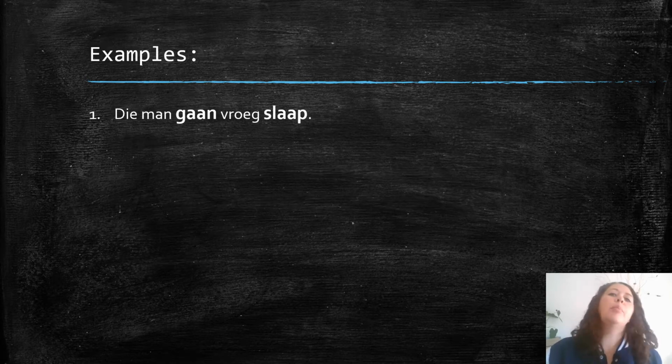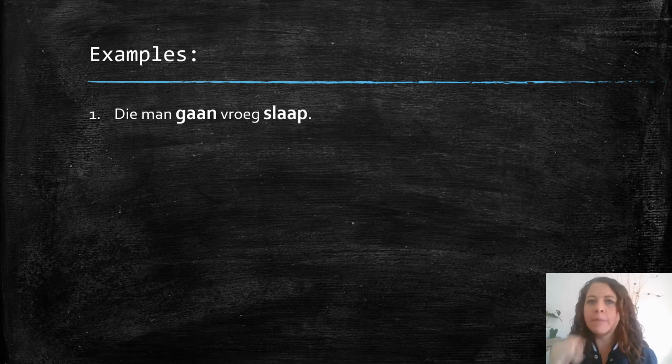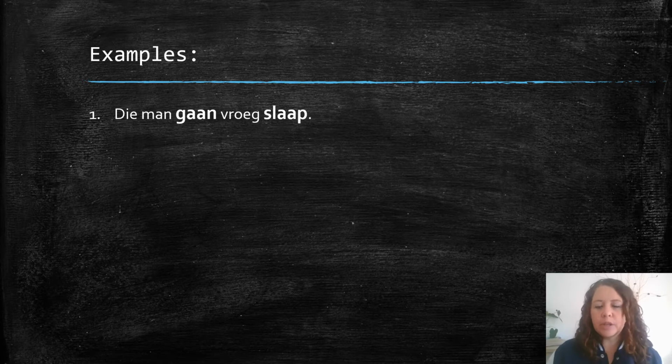So here's an example. I've put two examples up for you. This one we're going to do step by step, and then the second one is going to be a faster example, but you are welcome to pause this and try to do the example on your own first. So in the test or exam, I'll give you a sentence like this. Die man gaan vroeg slaap. Gaan en slaap. There's your verb 1 and verb 2.